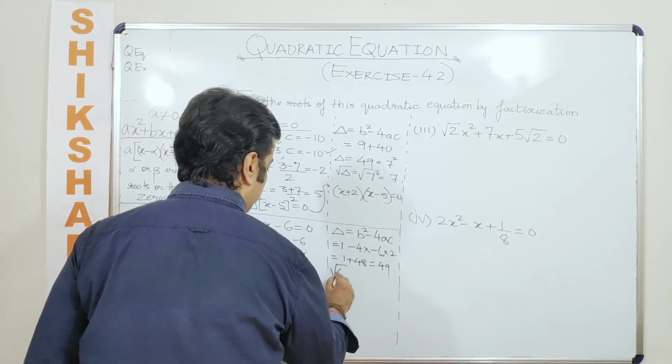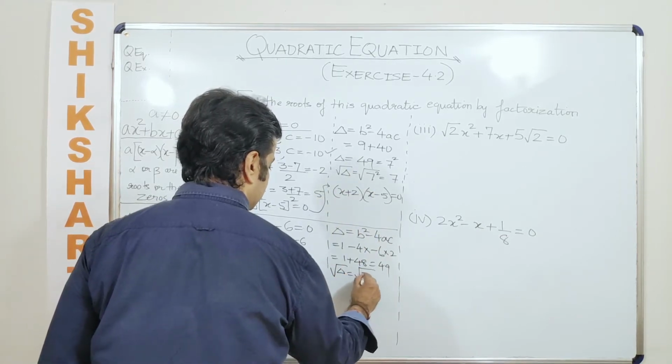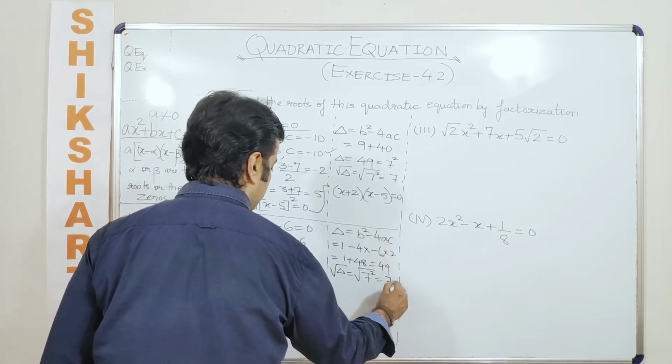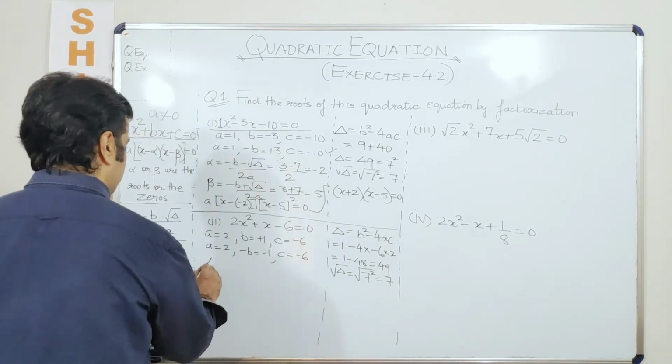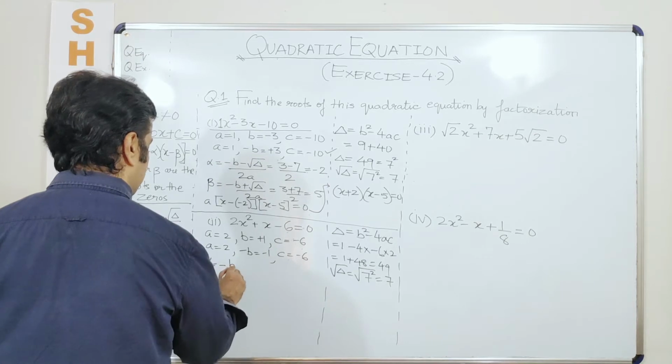Can we calculate the value of root of delta? Yes, root of delta is the square root of 49, which comes out to be 7. So can we just substitute their values? Let's see.